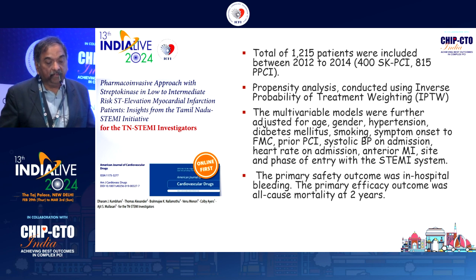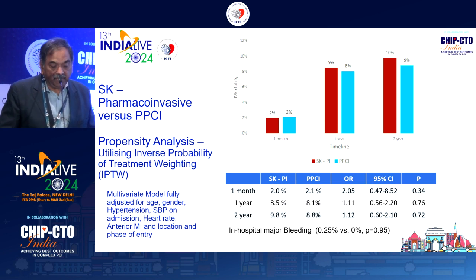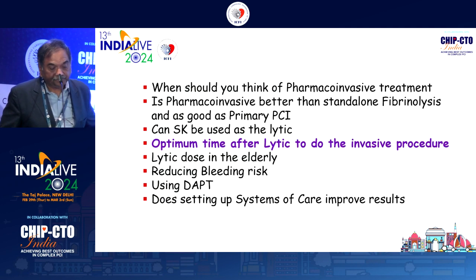So we took about 400 streptokinase PCI pharmacoinvasive group, 815 primary PCI, and we looked at the multivariable models adjusted for the various known risk factors, safety outcomes, and these are the results. If you looked at streptokinase pharmacoinvasive at 1 month, and you looked at mortality, 2 versus 2.1%, 1 year 8.5 versus 8.1%. So clearly, streptokinase can be used in the pharmacoinvasive strategy.